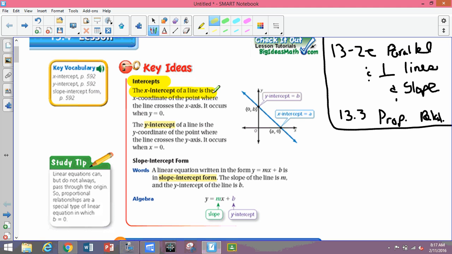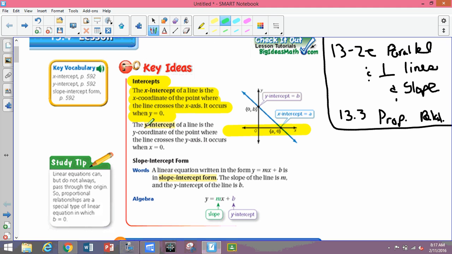The x-intercept of a line is the x-coordinate of the point where the line crosses the x-axis when y is 0. So whenever you have a line, and here is your x-axis, whatever the point is that it crosses that line. So if this point is 6, then your x-intercept is 6. If this point is 10, then your x-intercept is 10. And it can also be negative. You can have a negative x-intercept, okay?